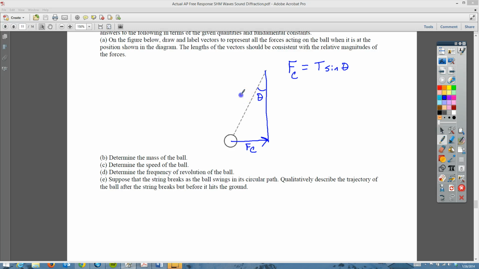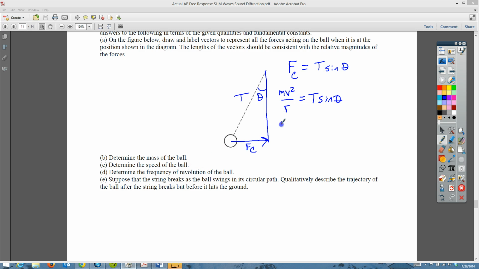So now, instead of finding the adjacent side, and remember we know the tension, we're finding the opposite, hence why you see Fc is equal to T sine of the angle. At this point, the centripetal force, remember, is mv squared all over the radius, and that should be equal to T times the sine of the angle. We can now eliminate the tension or the mass using the part B answer.